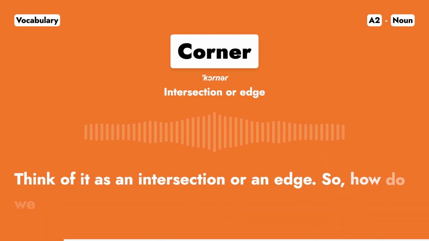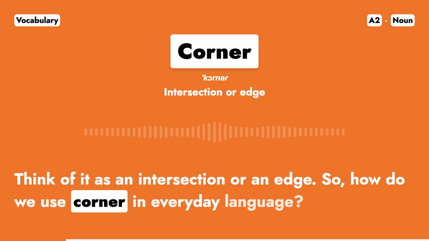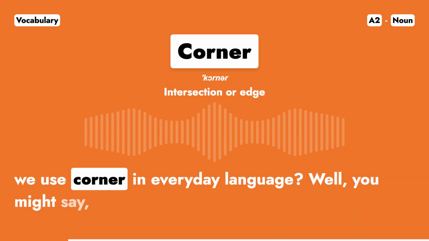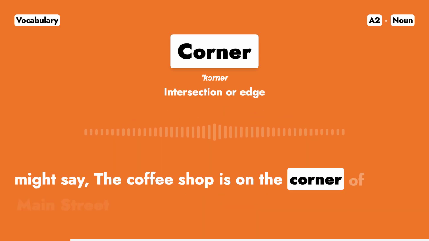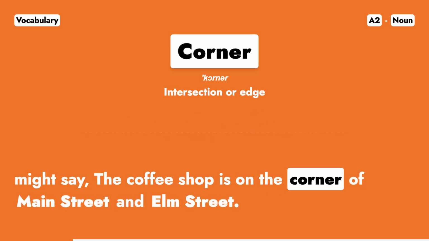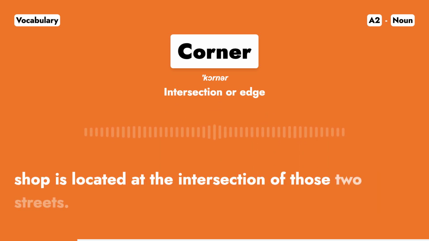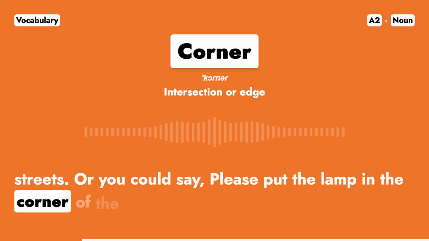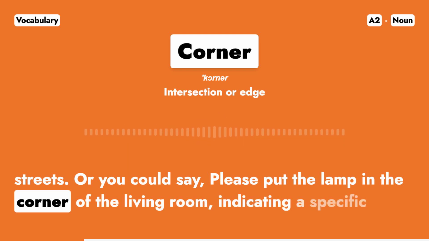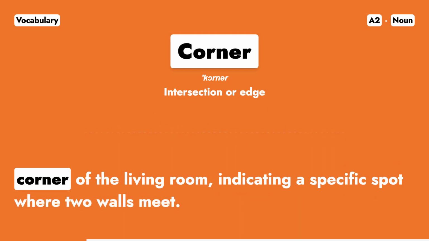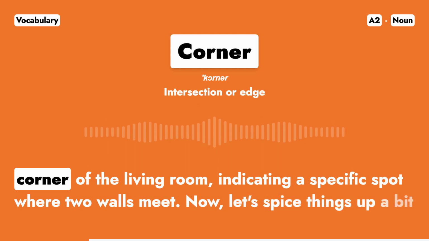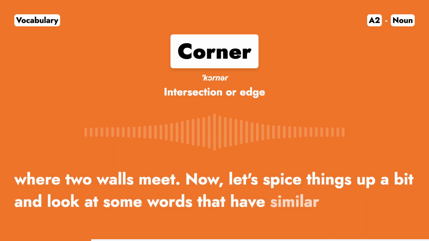So, how do we use corner in everyday language? Well, you might say, the coffee shop is on the corner of Main Street and Elm Street. This means the coffee shop is located at the intersection of those two streets. Or you could say, please put the lamp in the corner of the living room, indicating a specific spot where two walls meet.